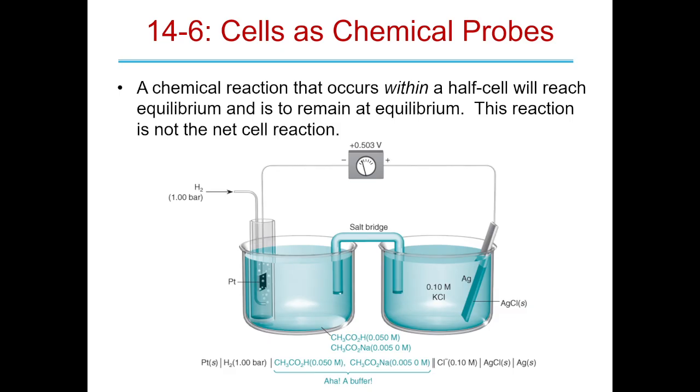So a chemical reaction that occurs within a half cell will reach equilibrium and is to remain at equilibrium. This reaction is not the net cell reaction. Keep that in mind. Again, it is the net cell reaction that has to reach equilibrium for the electricity to stop moving. Okay? It is not necessarily one of these reaching equilibrium. It's entirely possible one being in equilibrium will actually still drive it. Okay?